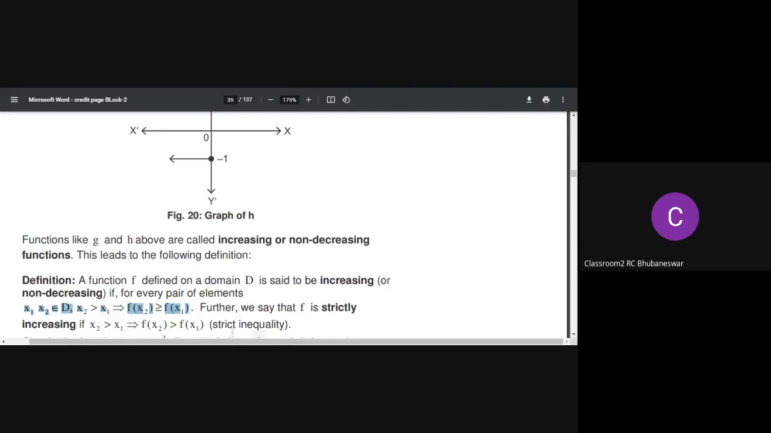Now, in the same property, if instead of the greater than or equal to symbol there is only a strictly greater than sign, then the same is known as a strictly increasing function. f will be a strictly increasing function.